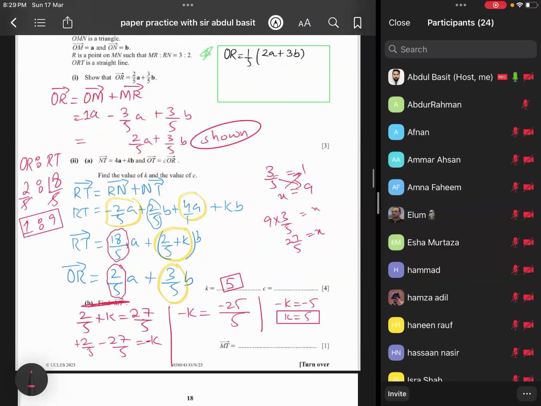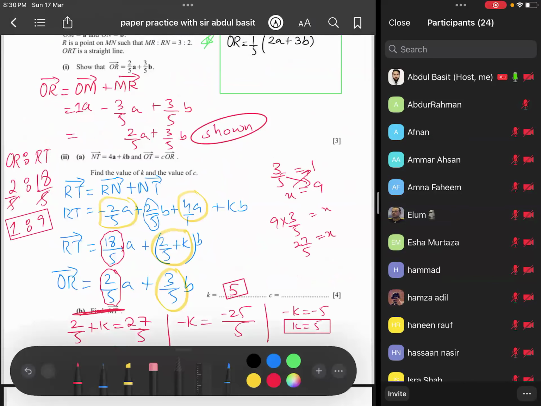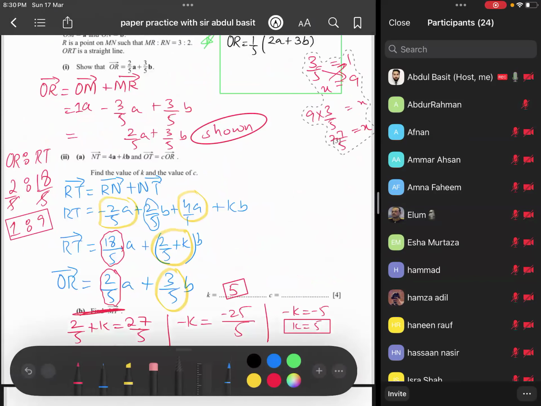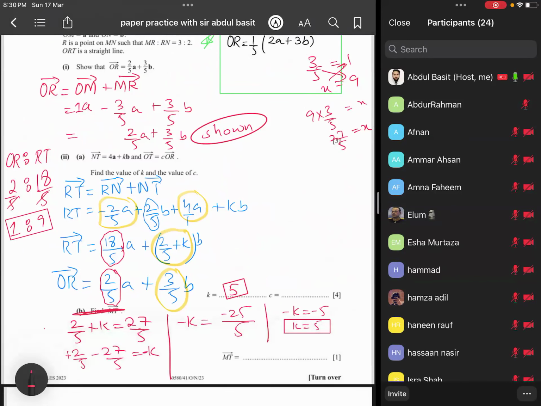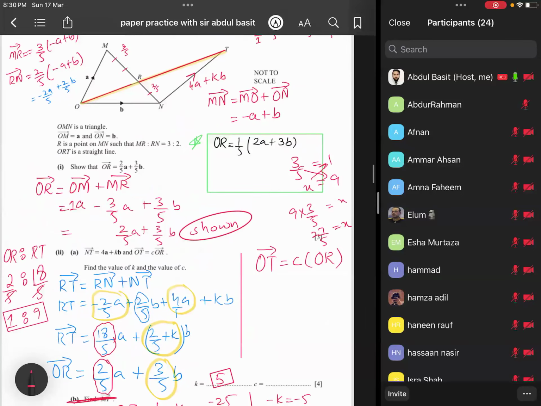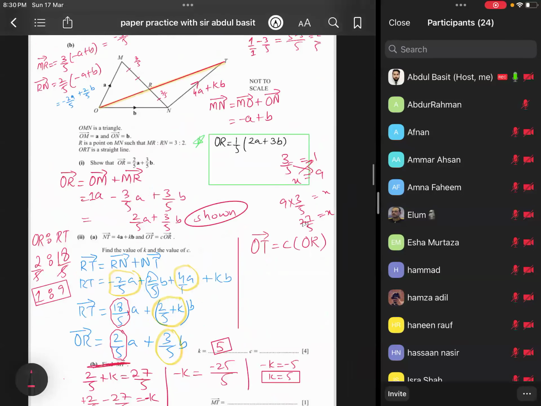Now first of all, what I'm gonna do is leave this working here above. Okay, we need to get the value of c as well. And where is c now? Now we have the answer, beta. O to T is equal to c times of OR. Beta, O to T is how much? O to T is total 10. O to T is total 1 plus 9.